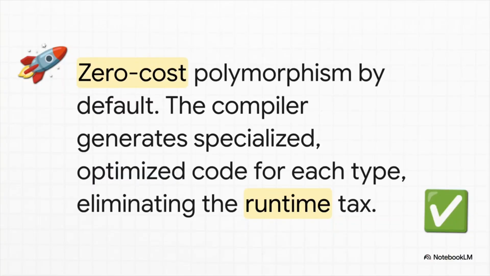So by default, and this is huge, Rust gives you that polymorphism for free. It's zero cost. It does this through a process called monomorphization. It's a big word, but the idea is simple. Instead of one generic function, the compiler actually creates a special-made, super-optimized copy for every single type you use it with. So when your code actually runs, there's no lookup, no indirection. It's just a straight-up, blazing fast function call. The tax is gone, poof, eliminated.